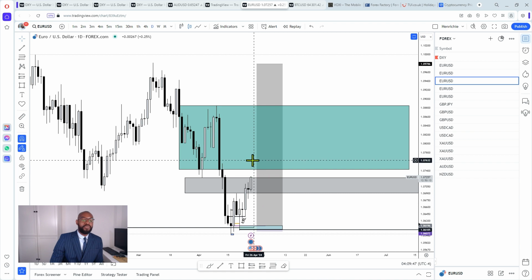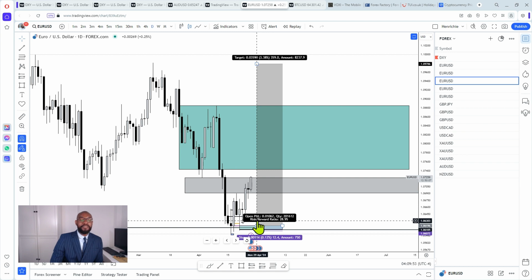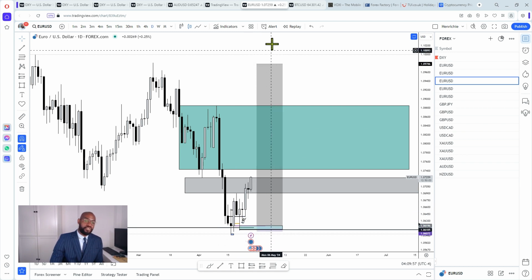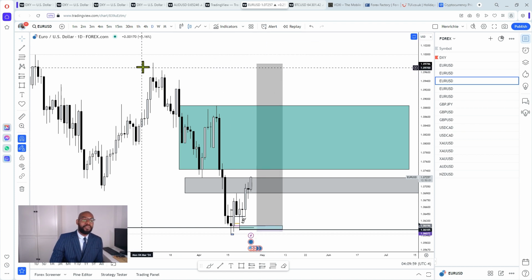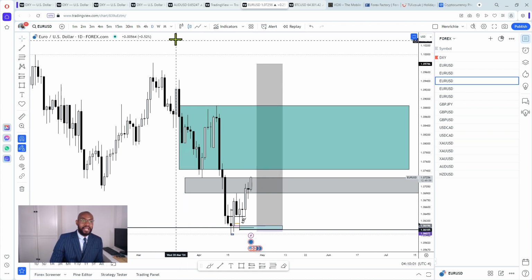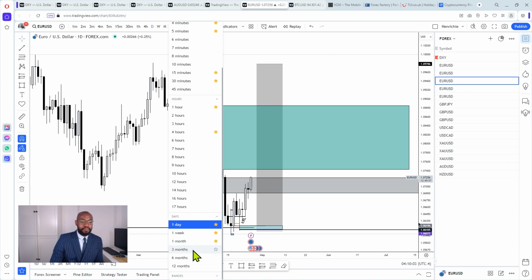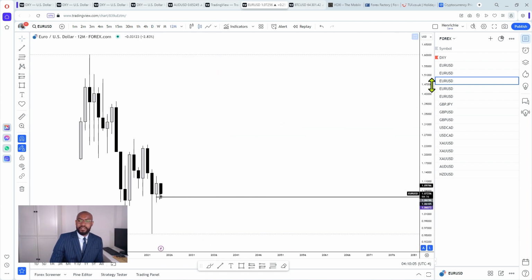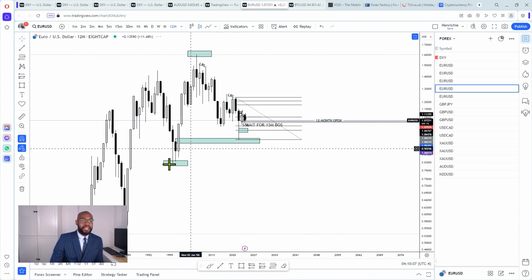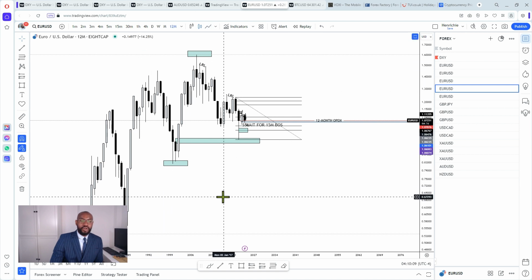So if we do see for any reason before the FOMC a massive move to the downside, we'll be looking for extreme levels to still get into a buy to continue higher. Because overall, I'm looking at the low resistance liquidity. I'm looking at the 12-month time frame being bullish. Right here, 12-month time frame market structure bullish.